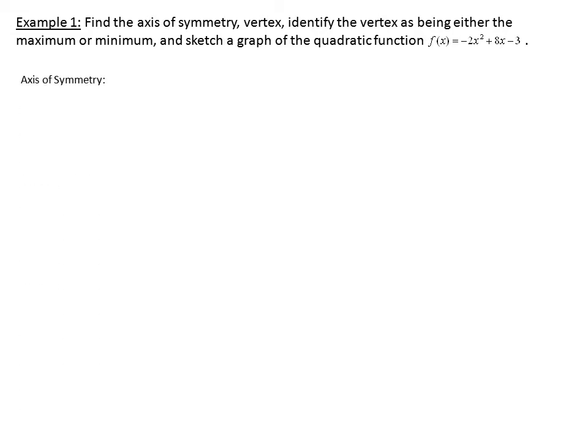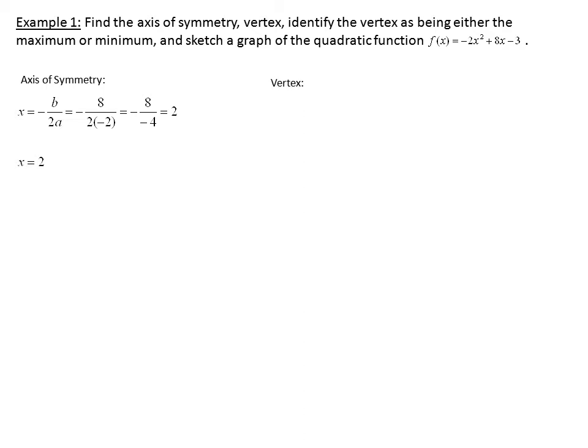We know that a quadratic function in standard form has an axis of symmetry that uses the formula x equals negative b over 2a. In our quadratic function, the b value is 8 and the a value is negative 2. So all we need to do is replace our b and our a with the values from our quadratic function and simplify. And we get that our axis of symmetry is the line x equals 2.